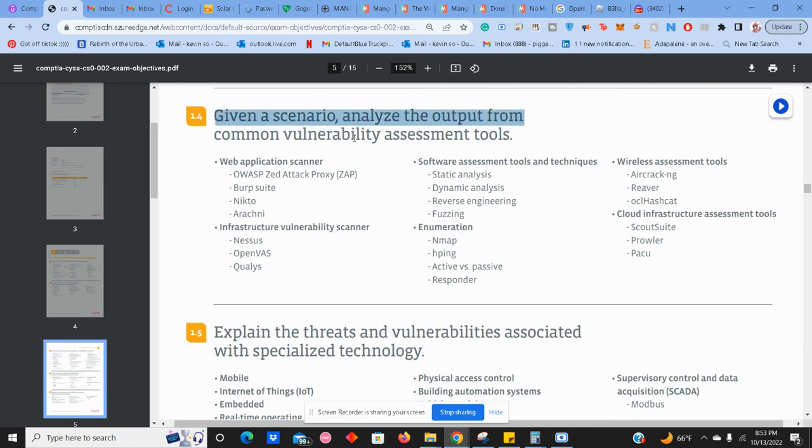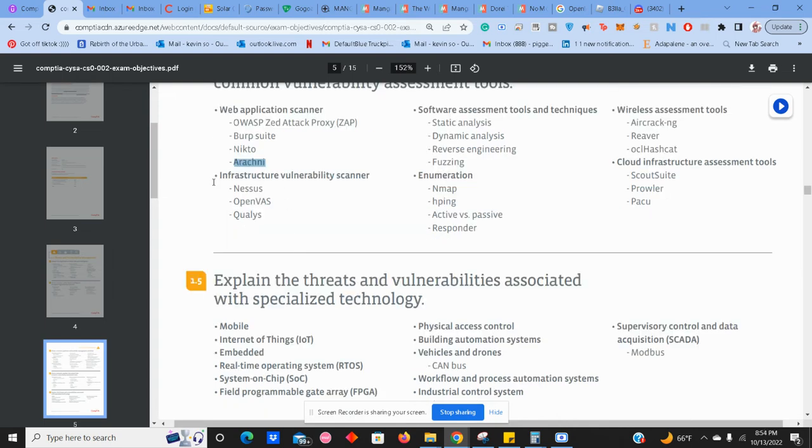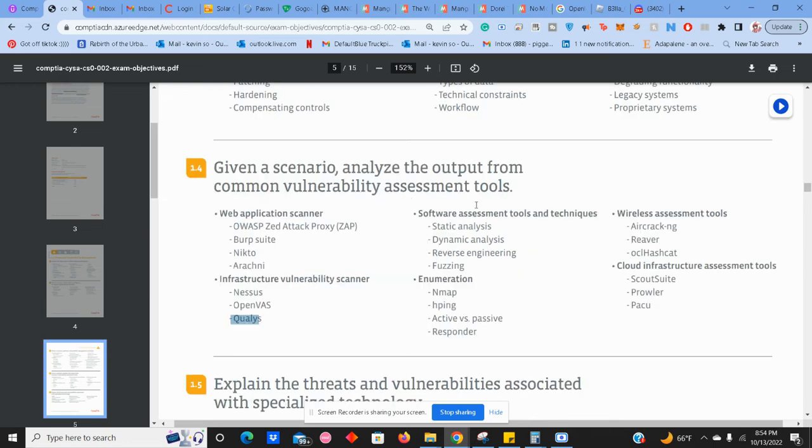1.4, given a scenario, analyze the output from common vulnerability assessment tools. We're going to be looking at web application scanners, such as OWASP ZAP, which is essentially Burp Suite, but it's free. Nikto is something similar on the command line, and Arachni. They're all web application scanners. For infrastructure vulnerability scanners, we have Nessus, OpenVAS, and Qualys. All of these do vulnerability scanning on the infrastructure.